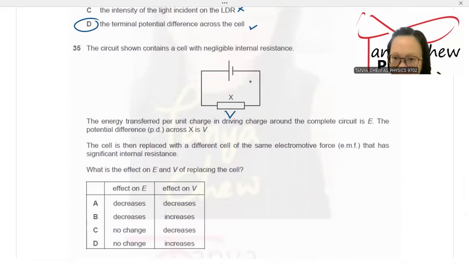Now, E is an EMF. So since the cell is replaced with one of the same EMF, EMF would have to be constant. But the effect, which is the terminal potential difference, due to the internal resistance, some of the energy must be used to overcome the internal resistance. That is why the V will have to decrease.